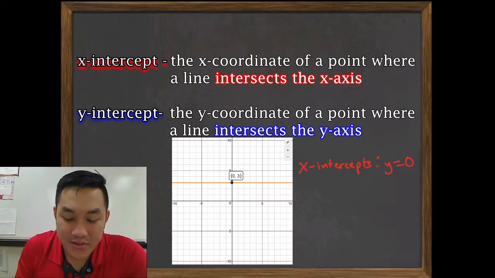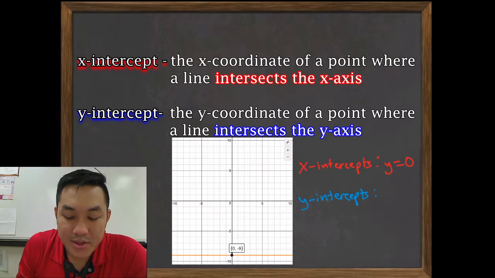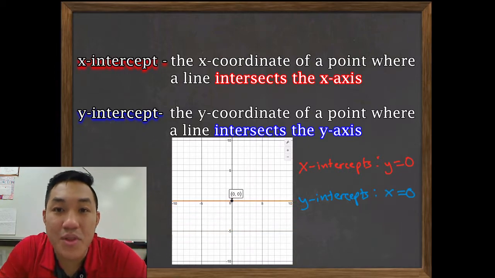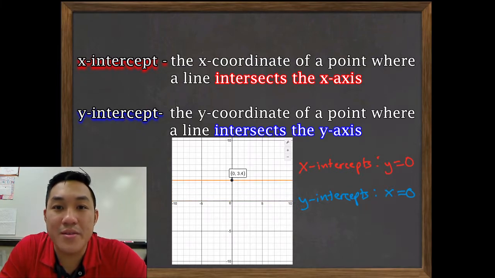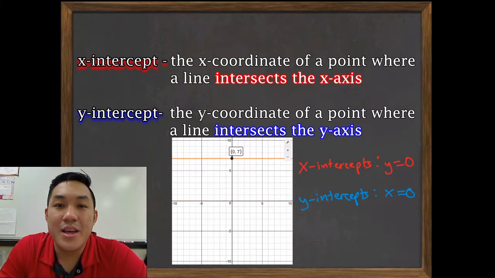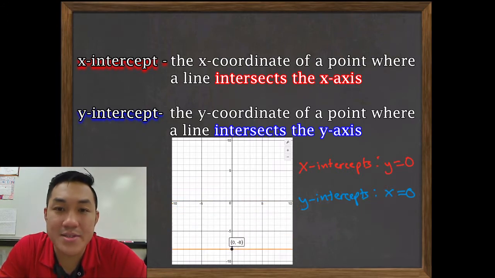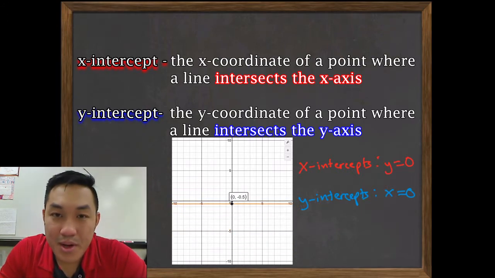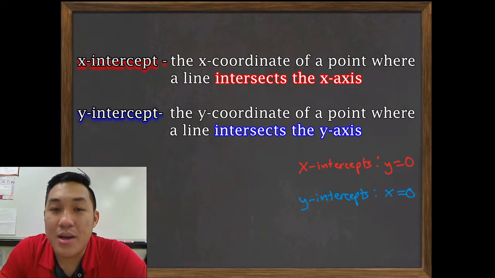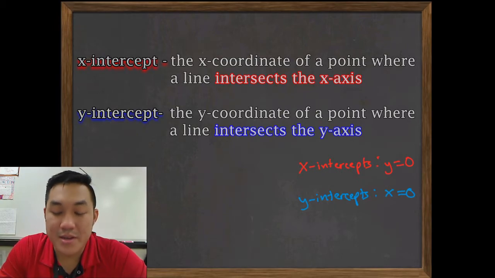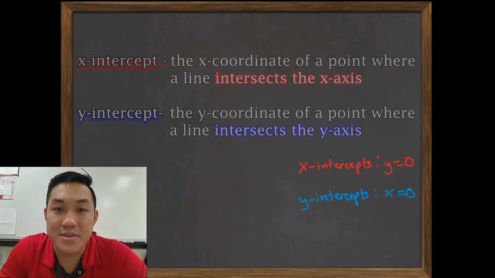So vice versa, if you're looking for y-intercepts, that is when x equals 0, because it doesn't move left or right at all. You're only moving up or down. Those points will never move left or right, so x is always 0. Keep that in mind, that's something we're going to use when finding this. If you're finding x-intercepts, y is equal to 0. If you're finding y-intercepts, x is equal to 0.